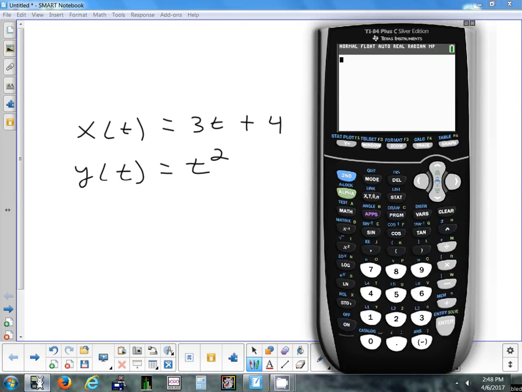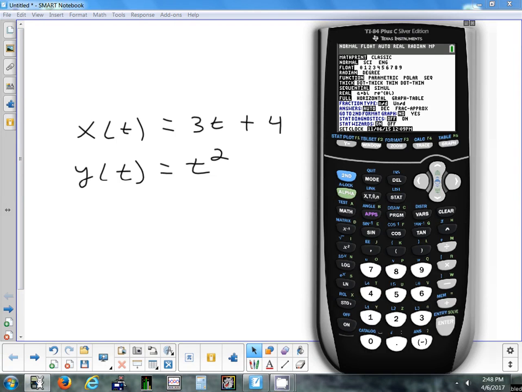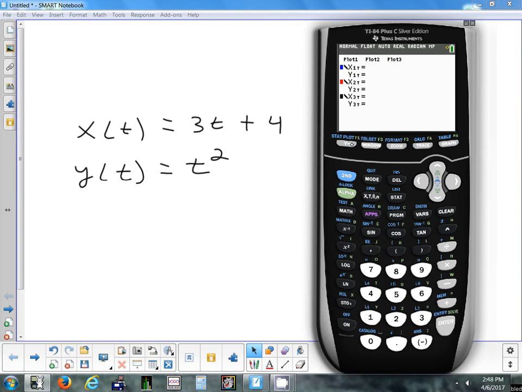All right, so in order to graph that, the first thing I have to do is put the calculator in parametric. So press mode, go to parametric, and now you're ready to type it in. We're going to type each of those in the same spot. We'll put them both in the blue, or same equation. So we got 3t plus 4. And notice now the x button turns into t once you make it parametric. And t squared.